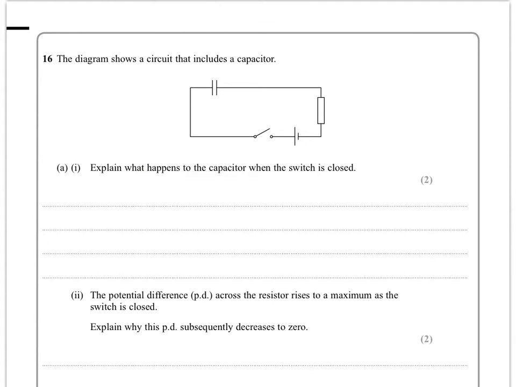Question 16. The diagram shows a circuit that includes a capacitor. Explain what happens to the capacitor when the switch is closed. So we've got a resistance and we've got a source of charging voltage here. When we close this switch, electrons are brought off this plate, and at the same time electrons are deposited onto this plate. So we end up with this left-hand plate becoming positive and the right-hand plate becoming negative, and the capacitor will end up with a voltage across it which is the same as the voltage of the cell.